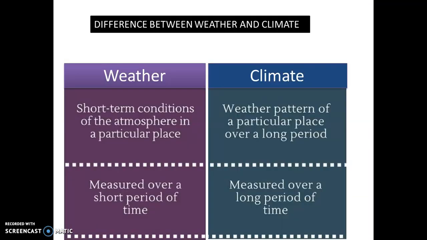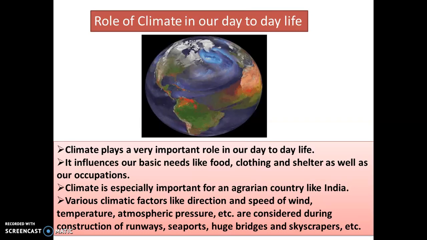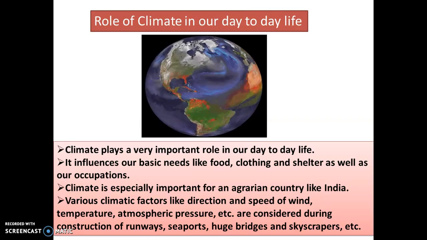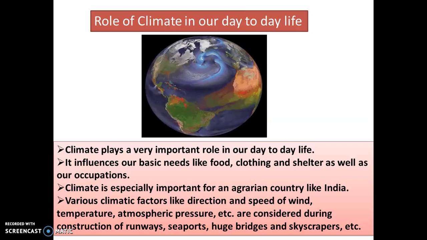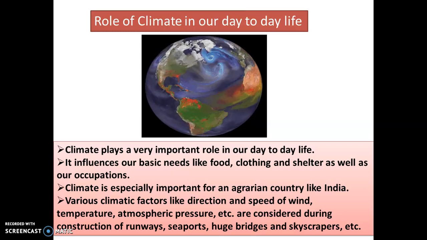Coming to the difference, weather is a short-term condition of the atmosphere in a particular place, whereas the weather pattern of a particular place over a long period of time is climate. Weather is measured over a short period of time and climate over a long period of time. But both climate and weather depend upon each other. They cannot be separated as such. Now, what is the role of climate in our day-to-day life? Climate plays a very important role because our lifestyle, or rather our life, depends upon the climate.